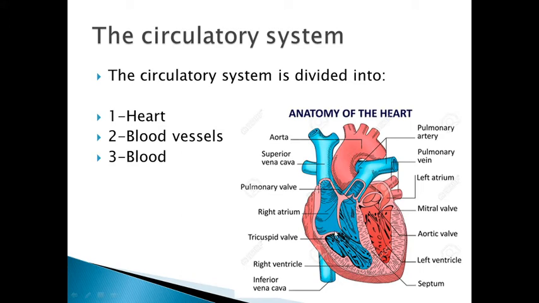On the right side, these valves are called the tricuspid valve, while on the left side they are called the bicuspid valve. These valves prevent the returning back of blood.